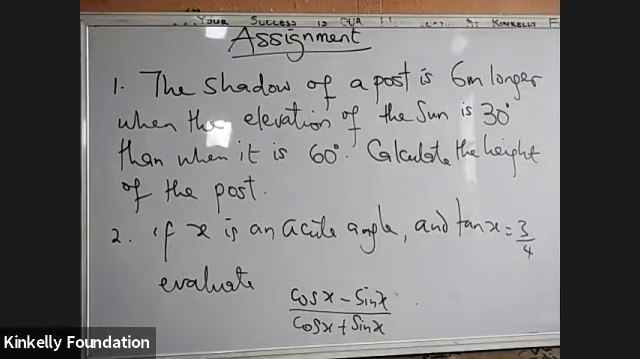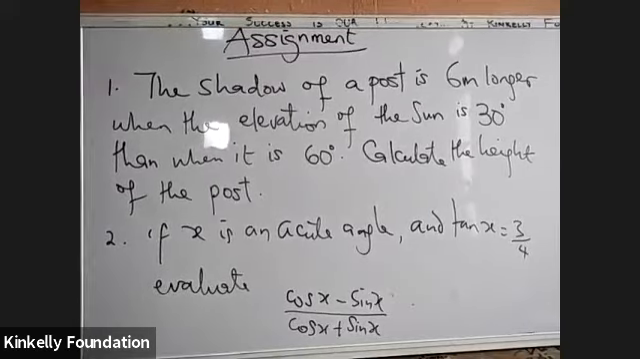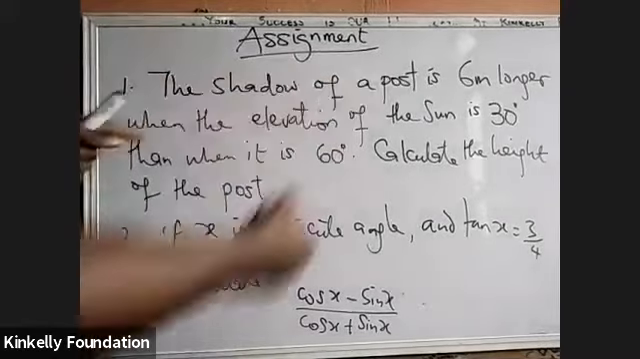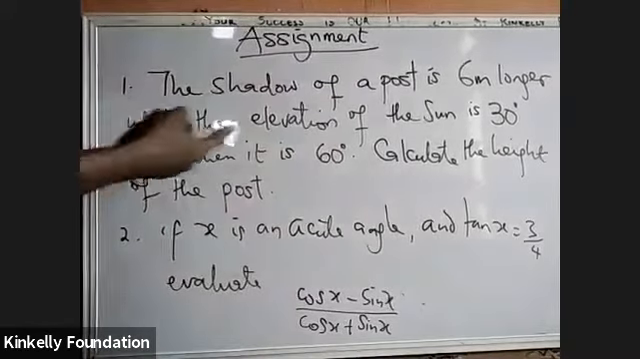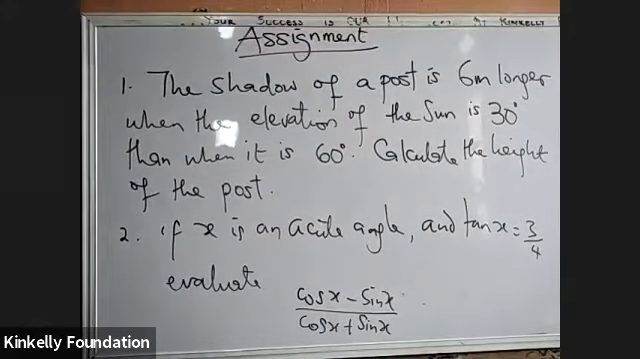Now let's tackle that problem. The shadow of a post is 6 meters longer when the elevation of the sun is 30 degrees than when it is 60 degrees. Calculate the height of the pole. Now let us take the diagram down.